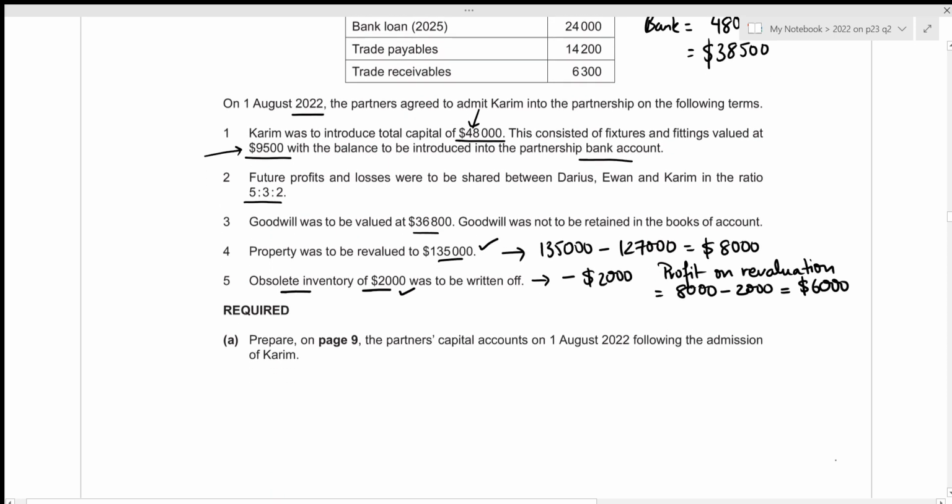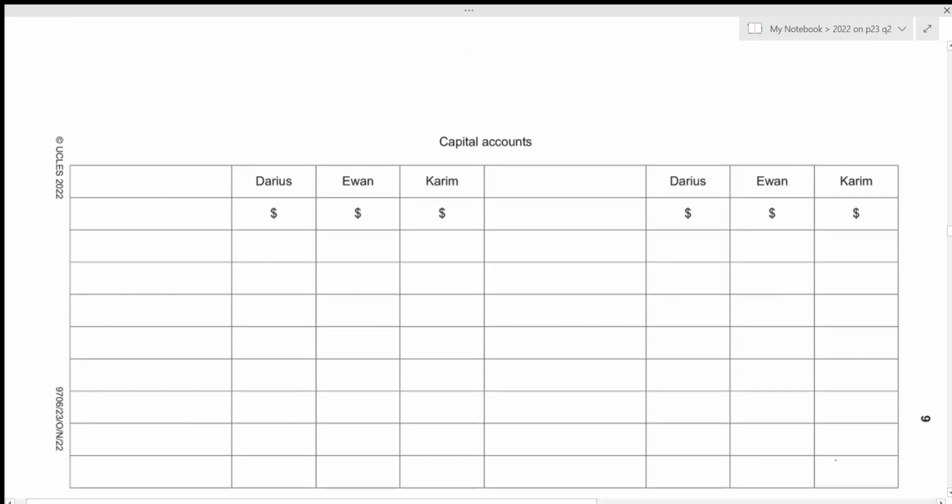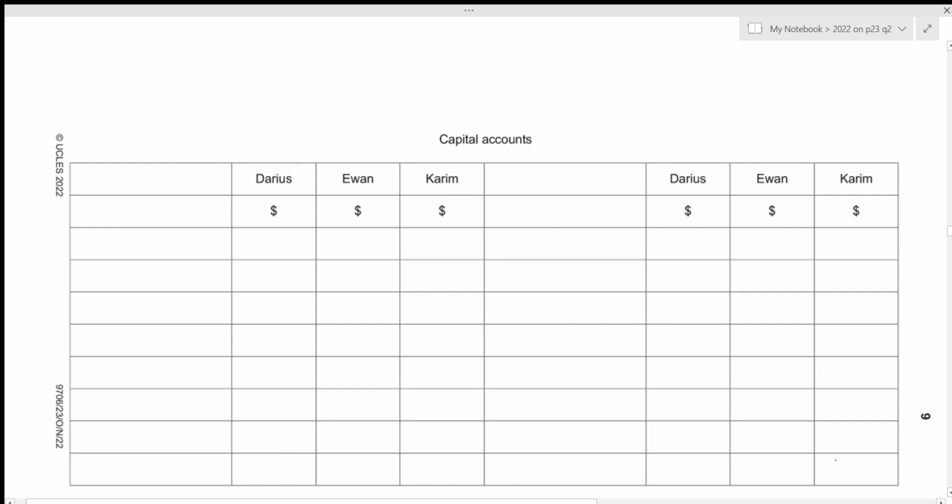Okay, now let's have a look at our first question. We need to prepare the partnership's capital accounts on 1st August 2022 following the admission of Karim. So whenever we are creating a capital account, we always start with the opening balance, right? And the opening balance for a capital account is always recorded on the credit side. So let's write it down. That will be our balance brought down.